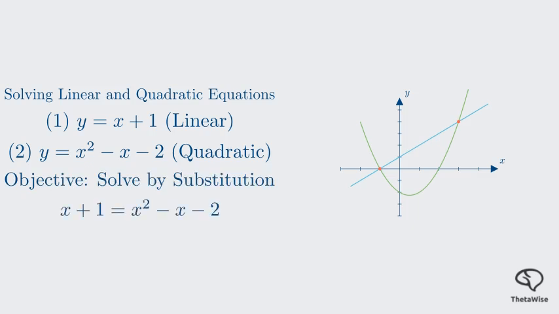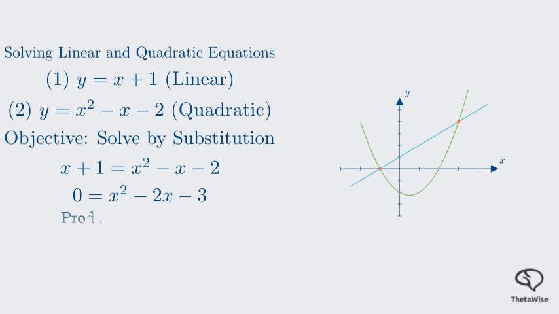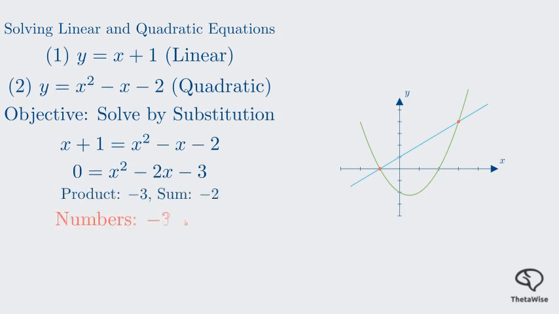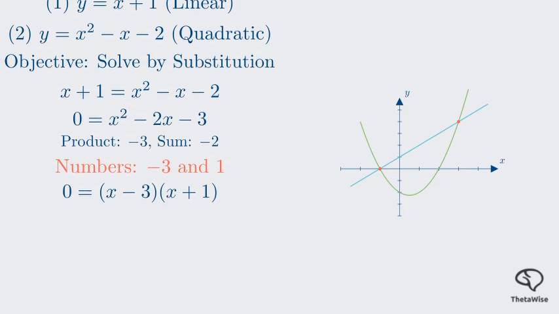So, we write x plus 1 equals x squared minus x minus 2. To solve a quadratic, we need to move everything to one side so the equation equals 0. We will subtract x and subtract 1 from both sides. Now we have a standard quadratic equation. We can solve this by factoring. We're looking for two numbers that multiply to -3 and add to -2. This gives us the factors x minus 3 times x plus 1. This gives us two possible values: x equals 3 or x equals -1.